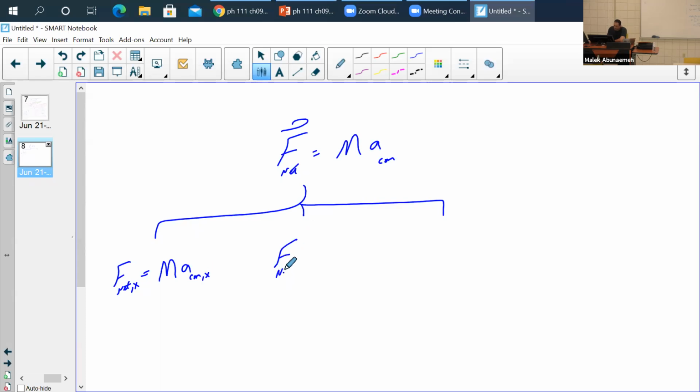Your net force in the y, this is the x, y, and z plane. So the net force in the y direction is going to be all the masses multiplied by the acceleration of the center of mass for the y direction. And the net force for the z direction is going to equal all your masses multiplied by the center of mass acceleration in the z direction.